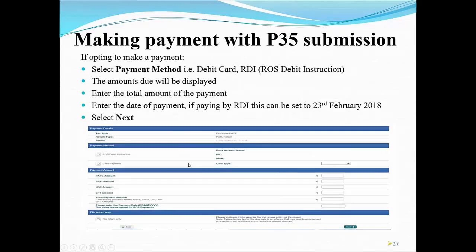So if you choose to make a payment with the P35 submission, choose that option, and this will bring you through to the screen that you're seeing here now. What you need to do first of all is select your payment method. So you can go for ROS debit instruction or card payment there. And then underneath, the amounts due per PAYE, PRSI, USC, LPT, etc. will be displayed. All you need to do is enter the total amount of the payment you're making, enter the date of the payment, and if you are paying by ROS debit instruction, this can be set to the 23rd of February as well. You have that little bit longer there. Then when ready, click on Next.